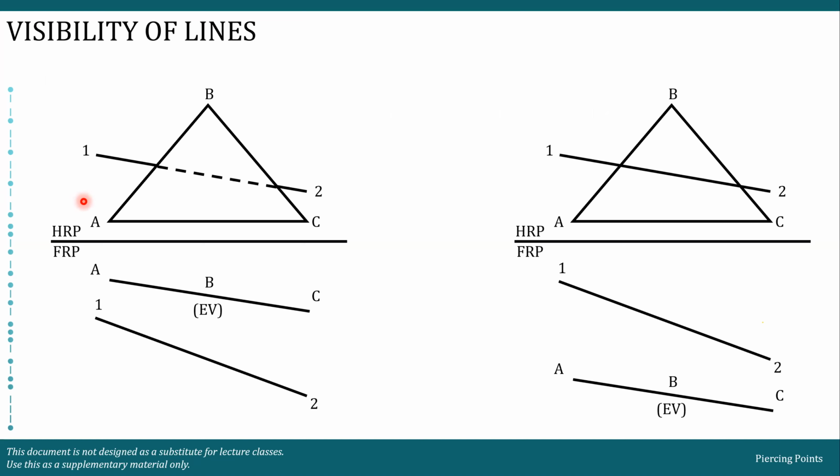So, tignan natin yung mga possible na scenarios pagdating sa visibility of lines. So, kung titignan natin sa front view, dito, ang ginawa ko, si edge view na ABC, yung plane, mas mataas siya compared sa 1, 2 in terms of elevation. So, ibig sabihin, pag tinignan ko siya sa top view, mas nakikita ko yung plane ABC compared sa 1, 2, di ba? Ibig sabihin, there's a portion of 1, 2 that will be behind, in this case, below ABC. That's why it's broken line here.